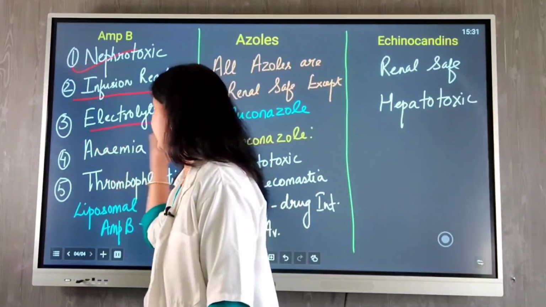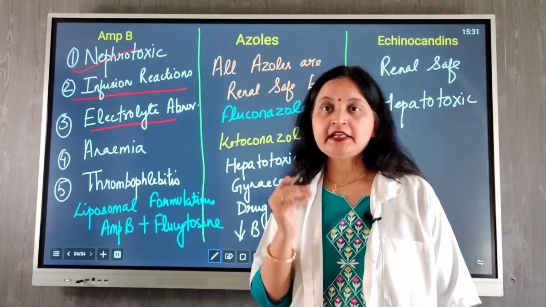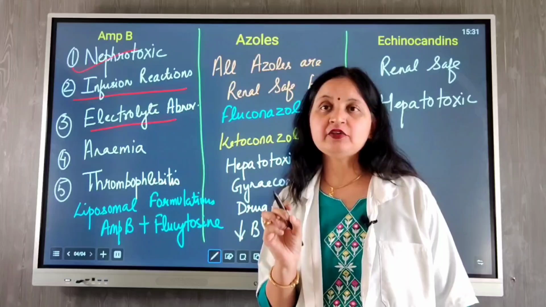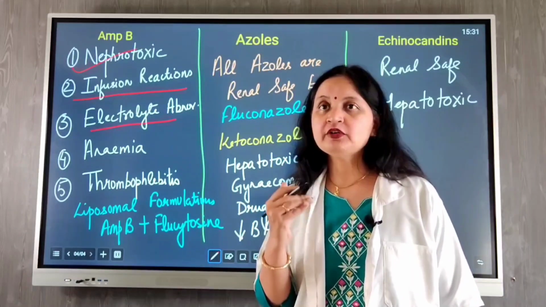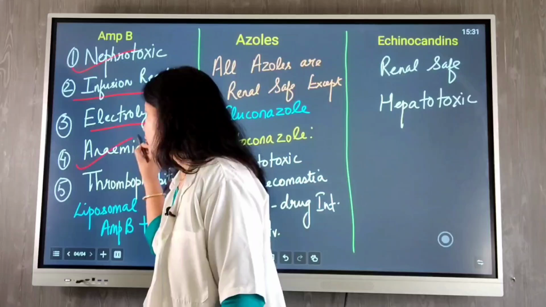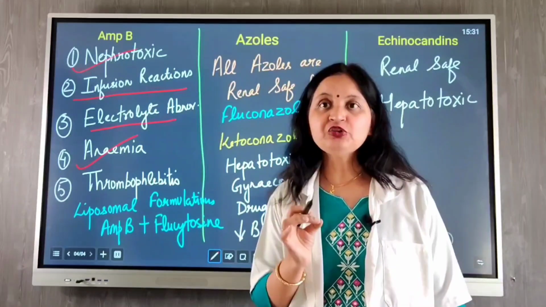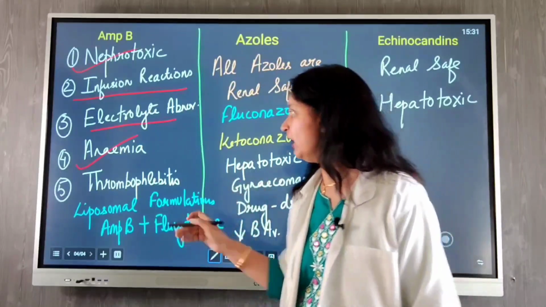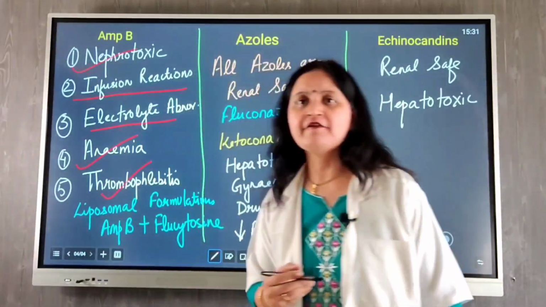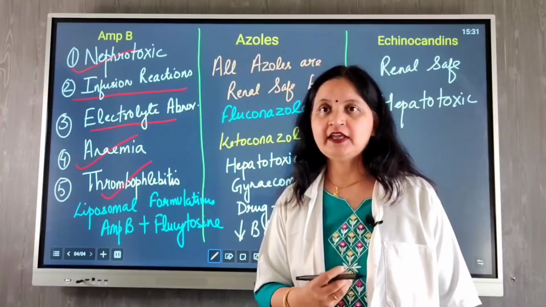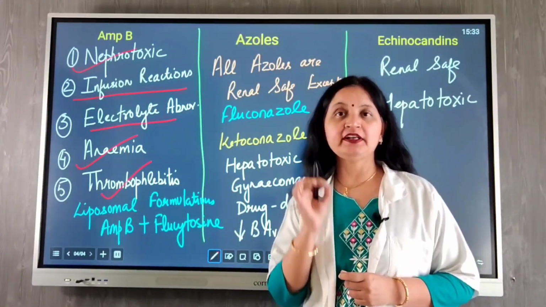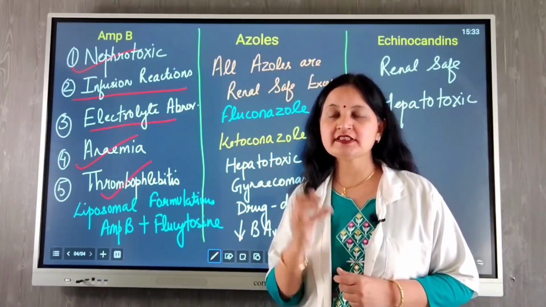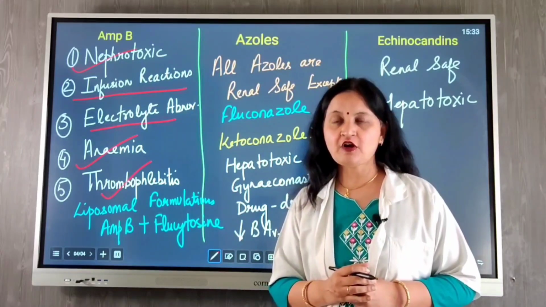The third important effect is electrolyte abnormalities can occur. It can cause hypokalemia, hypomagnesemia. Therefore, monitoring of electrolyte levels is necessary with amphotericin B usage. It can also cause anemia due to decreased erythropoietin synthesis, leading to anemia. Thrombophlebitis is also a side effect of amphotericin B, leading to inflammation of the veins. So amphotericin B is a highly potent and efficacious drug for treating systemic fungal infections. However, it has certain limitations. The toxicities are limitations of amphotericin B.